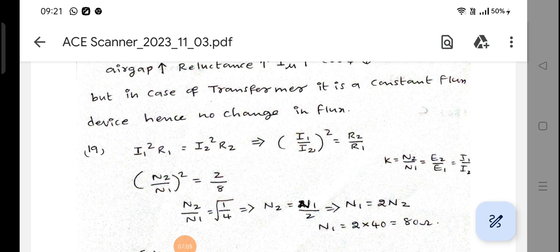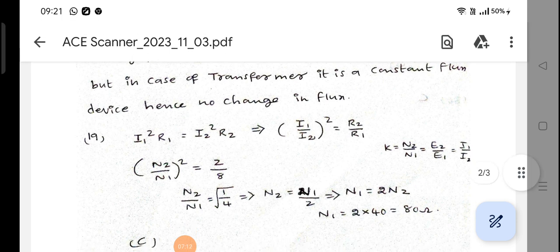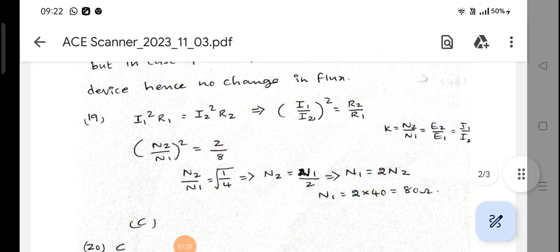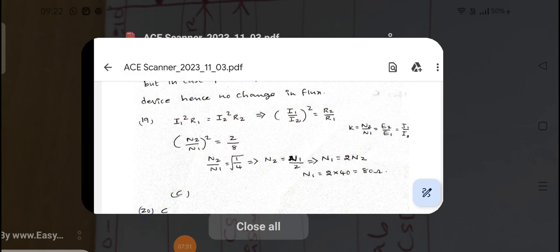That means in place of I1 by I2, I can substitute N2 by N1. Why? Because in the given data, the number of turns is given. That means (N2 by N1) whole square is equal to 2 by 8. Then N2 by N1 is equal to 1 by 4, that is, N2 by N1 is equal to under root of 1 by 4. That is, N2 is equal to N1 by 2, right? Then N1 is equal to 2 into N2. Sorry, here it is a mistake, it is 80 turns, not 80 ohm. That means the 19th answer will be, where is 80 turns?